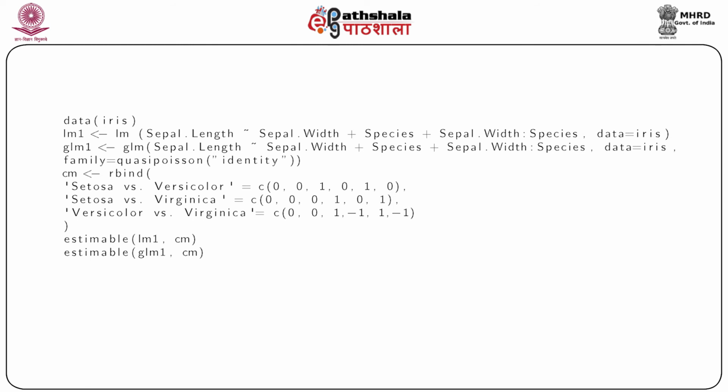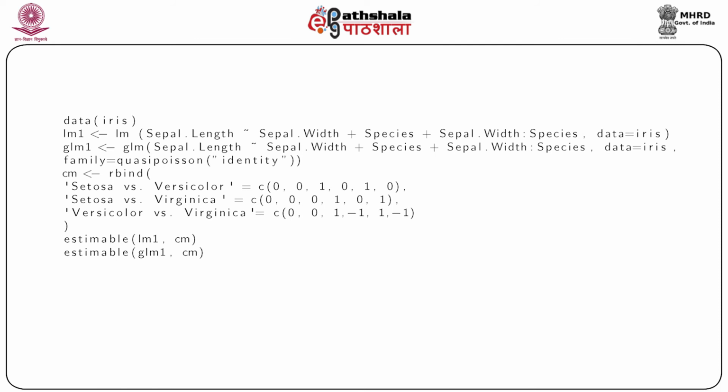Then Cm is the rbind, where we are looking at the different types of contrasts. When we want to test setosa versus versicolor, the coefficients of the contrast will be given by the vector 0, 0, 1, 0, 1, 0. Likewise, setosa versus virginica will have the coefficients 0, 0, 0, 1, 0, 1.